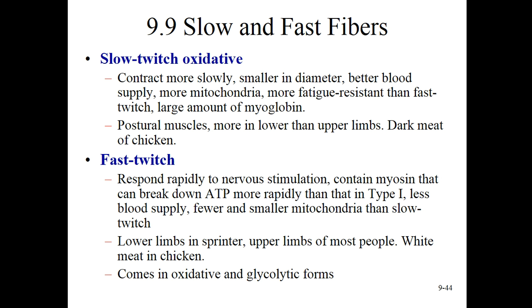We have two different types of muscle fibers, two different types of skeletal muscle cells, slow twitch and fast twitch. Slow twitch, not surprisingly, contract more slowly. They have better blood supply and more mitochondria. And so look at this. This is actually dark meat. Sort of gross to think about anatomy and food in the same sentence, but I'm going to do it anyway.